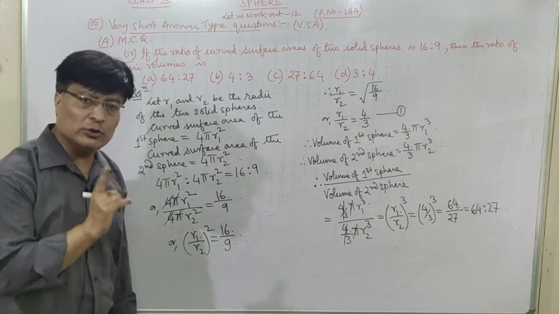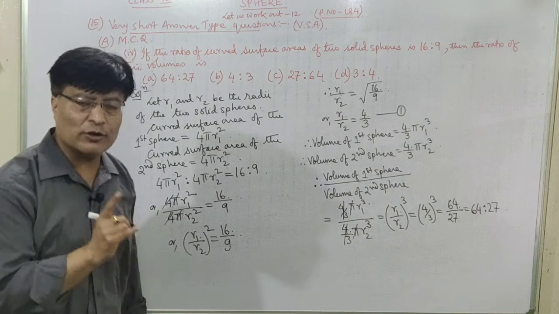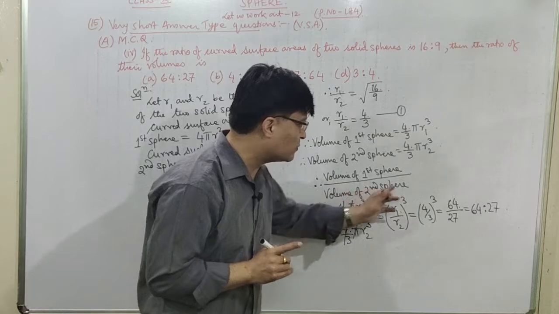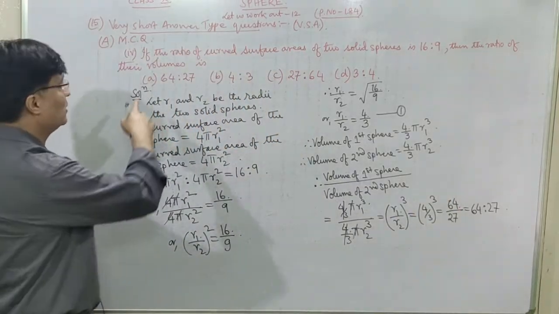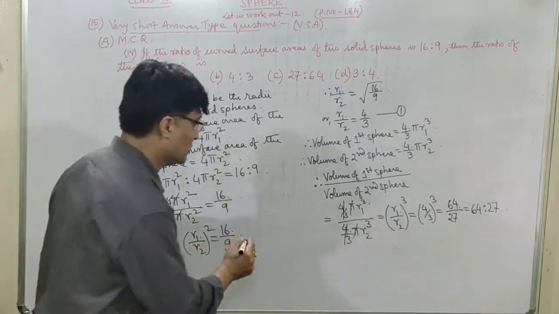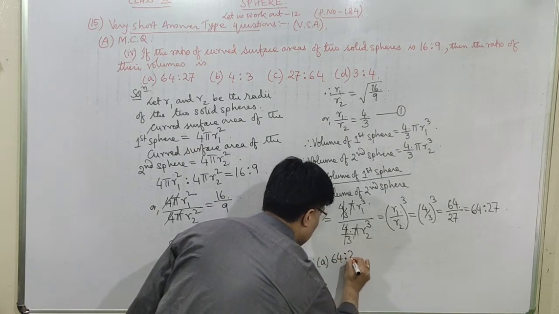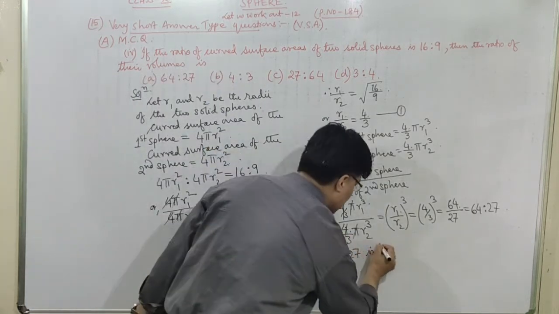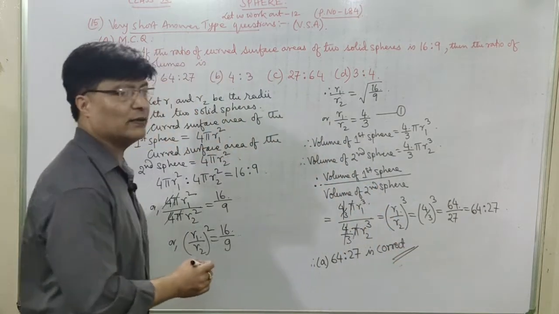In this case, you should know the ratio of the volumes. That is the ratio of the volume of the solid sphere. So what is the ratio of the volume of the two solid spheres? It is 64:27. So which is the correct option out here? Option A is the correct option, that is 64:27. So therefore option A, 64 is to 27, is correct. So this is the final answer.